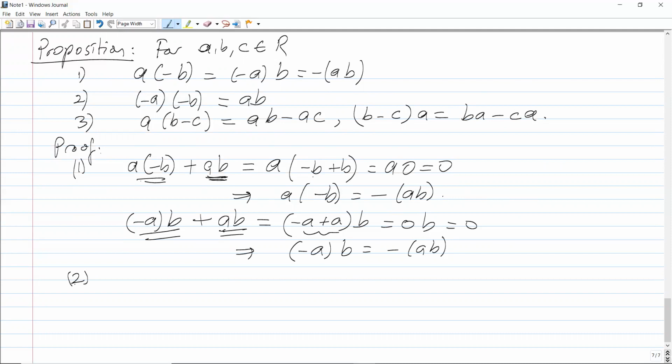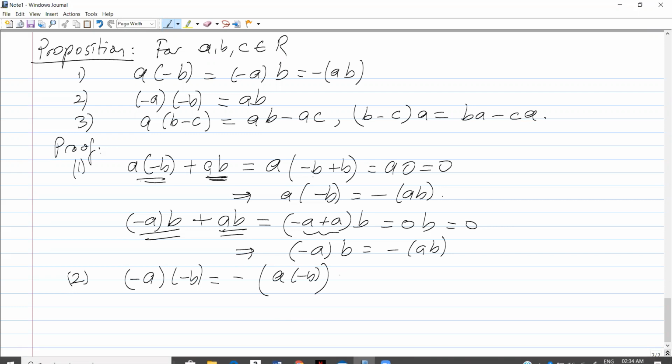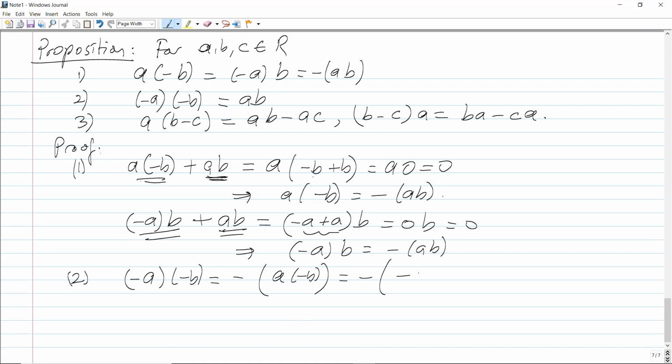And two follows from this one. Minus A times minus B, using the first property, I can write this as minus of A times minus B, and also this is equal to minus of minus AB, again using the first property. But the inverse of the inverse is the element itself, so that is AB. Okay, I will leave the third one to you as an exercise.